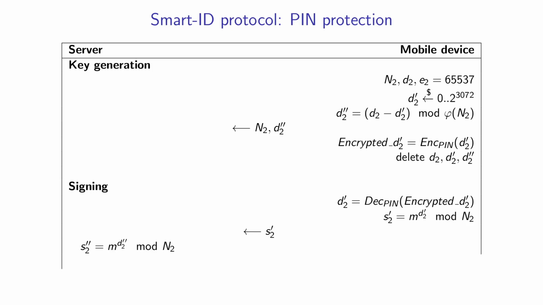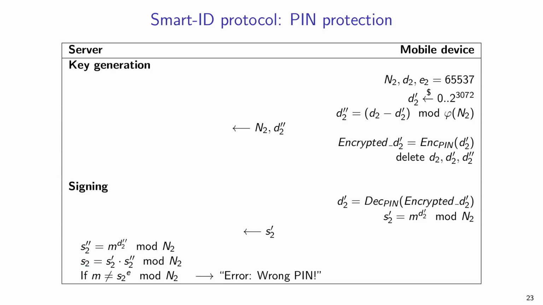The server then calculates the other share of the signature using the mobile device's private exponent share that was received from the device in the key generation phase. And the server computes the mobile device's signature S2 by composing these two signature shares together. If the server can verify the signature using the public key of the mobile device, then it means that the pin code was entered correctly. Otherwise, the server concludes that an incorrect pin was entered, and if this repeats 3 times in a row, the server can block the mobile device or introduce some delays.